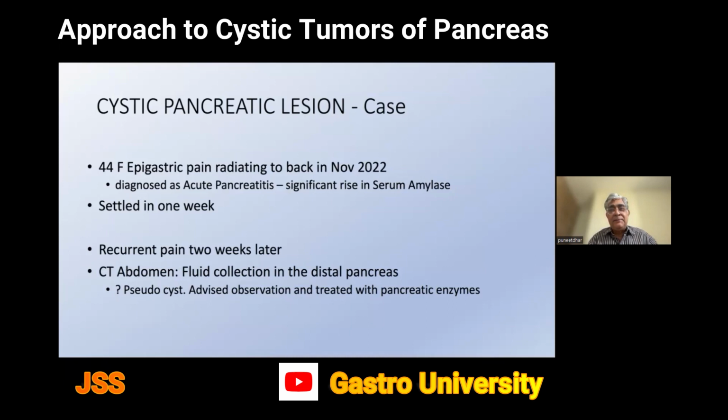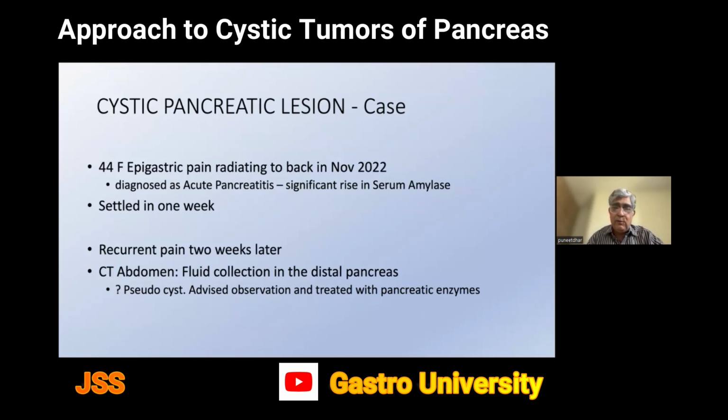So typically you will get in your outpatient a lady like this, a 44-year-old female with epigastric pain radiating to the back, early on diagnosed as acute pancreatitis. At that time, there was a rise in serum amylase. This settled in 1 week. So the patient is now pain-free, but gets recurrent pain after 2 weeks. And the CT abdomen is done now, which shows a fluid collection in the distal pancreas.